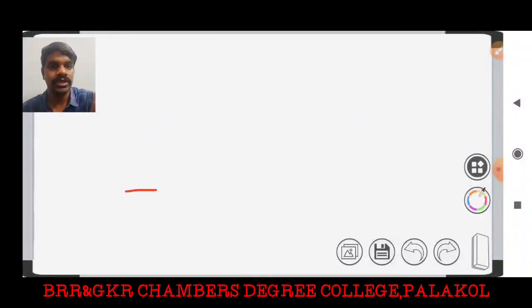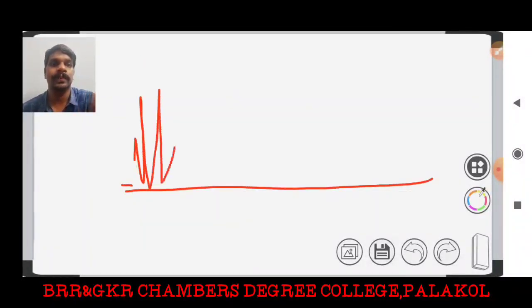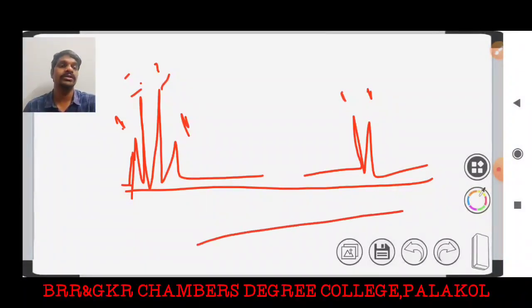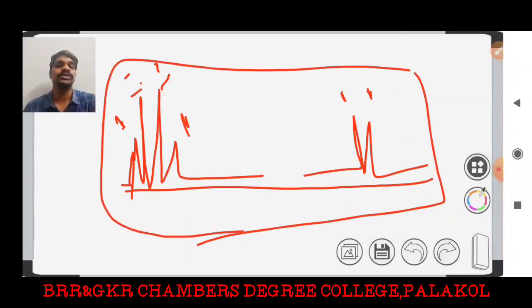So let us write the NMR spectrum like this, and it appears as one quartet and one doublet for the AX3 system. The intensity of this quartet is 1:3:3:1, and the doublet intensity is 1:1. So this is the NMR spectrum for the AX3 system.